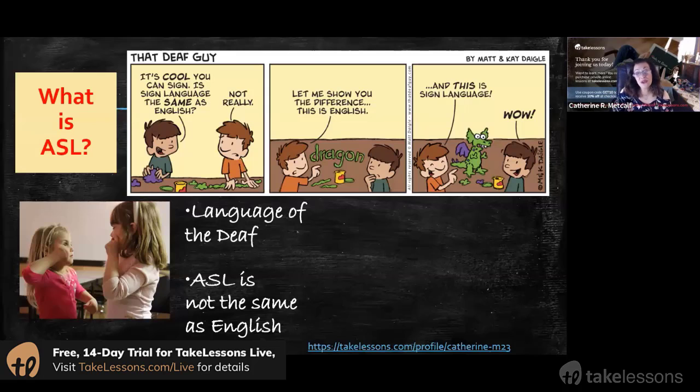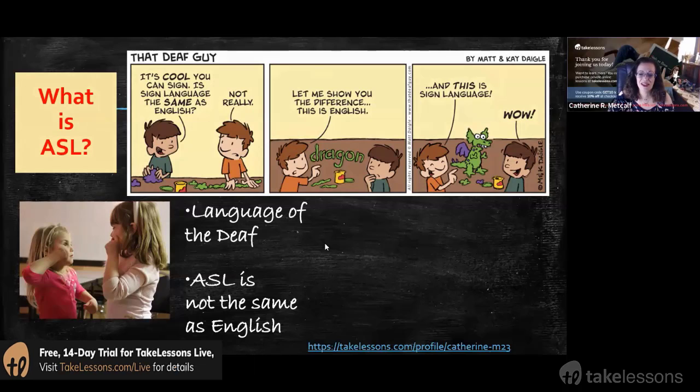So that is really a good example, all right, in the comparison of the two languages. English is word-based. ASL is picture-based. So basically, like I can say the word dragon, or I can sign a dragon, and it's 3D. So that's a very appropriate cartoon, and I hope you like seeing it. I thought it was really cute.